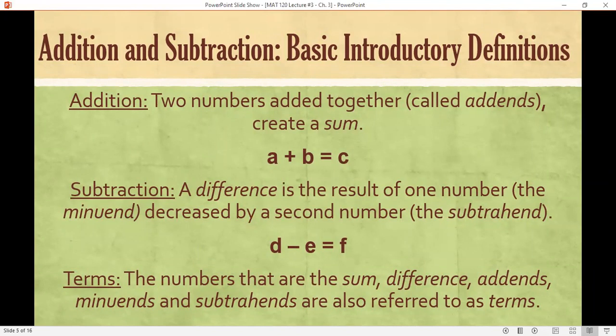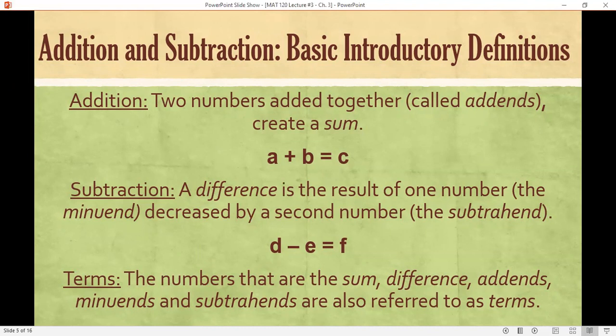Next, subtraction. The difference is the result of one number, which is called the minuend, decreased by the second number, which is called the subtrahend. So in the scenario D minus E equals F, we can say F is the difference, the minuend is D, and the subtrahend is E, okay? So it's the minuend minus the subtrahend. Think of it as if the subtrahend is the thing being subtracted out. That's the subtrahend, right?